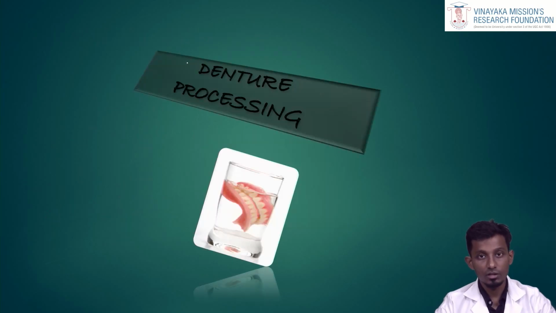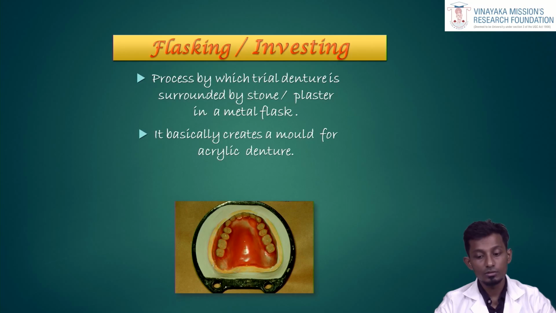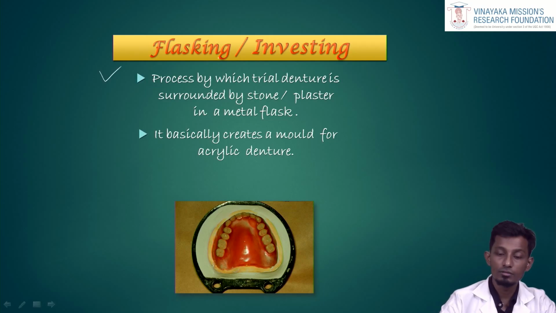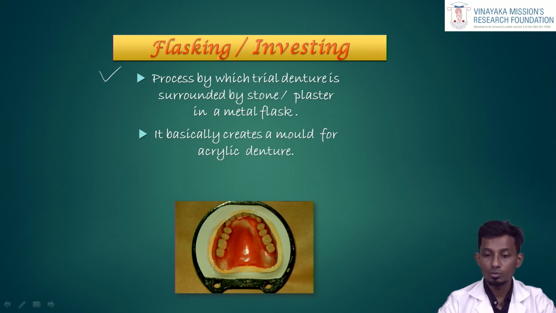From here on, it is a laboratory procedure. Now this wax trial is taken out from the patient's mouth, placed on the cast, and this cast is taken into the laboratory for processing. The first process in laboratory processing is flasking or investing. This is a process by which the trial denture is surrounded by stone or plaster in a metal flask. It basically creates a mold for the acrylic denture.